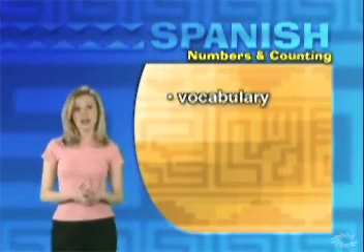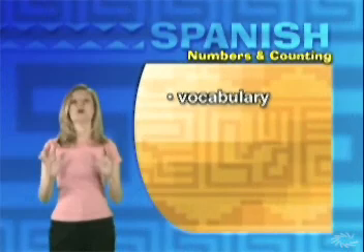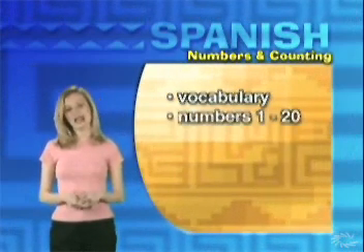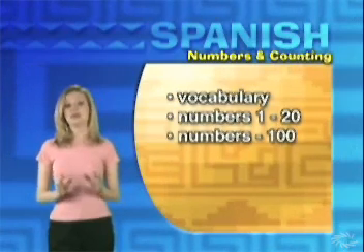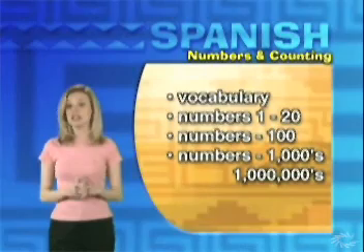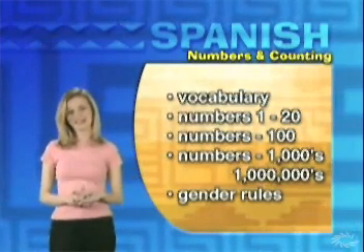First, we'll teach you the vocabulary we'll use in the program. Then you'll learn how to count from 1 to 1,000,000. Not all at once. We'll start with the basics, 1 to 20, then up to 100. Then we'll teach you to count by thousands and then by millions. And we'll end it with some rules you'll need to know about numbers and gender. Ready? Great, so are we.